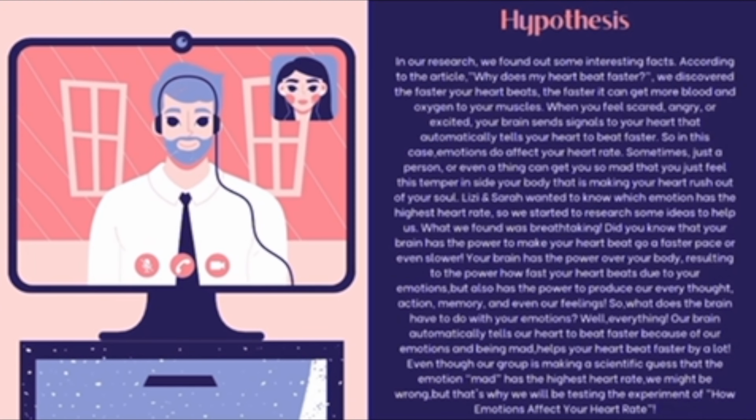So we hypothesized that the more prominent emotions such as anger and happiness will have a bigger impact on your heart rate, since the brain sends signals depending on how you feel, and those emotions give you the most reaction that sends the most blood and oxygen throughout your muscles. When you feel scared, angry, or excited, your brain sends signals to your heart, automatically telling it to beat faster.